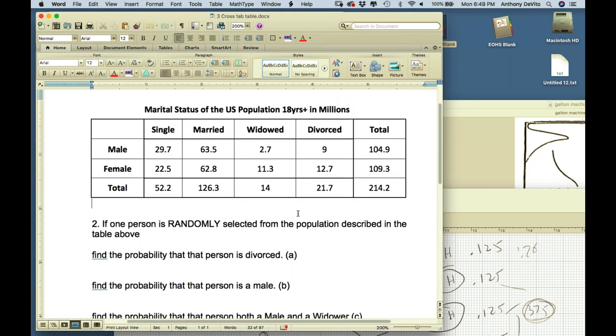Well, how many people in the United States are divorced? 21.7 million, right. And how many people are there in the United States? Right. So what do you think the probability is? About 10%, right? Okay, good.